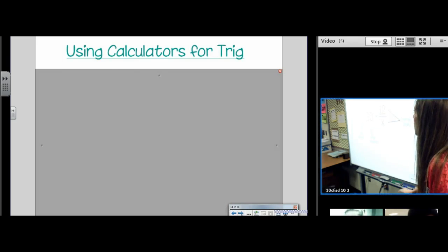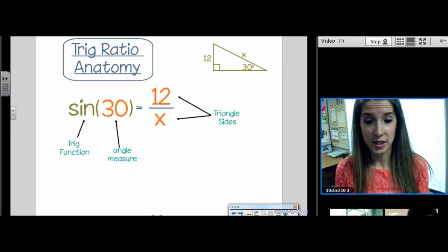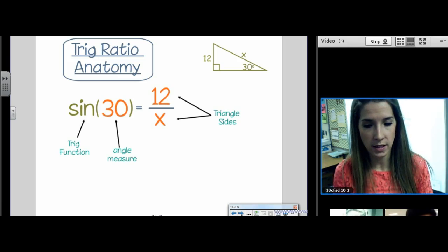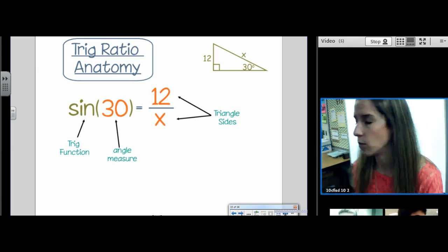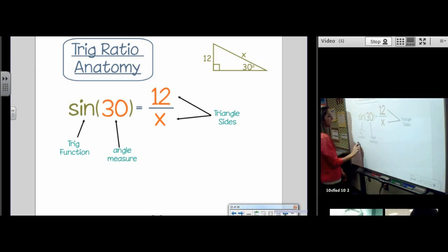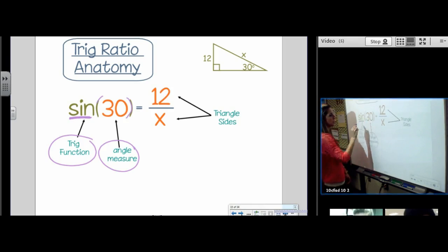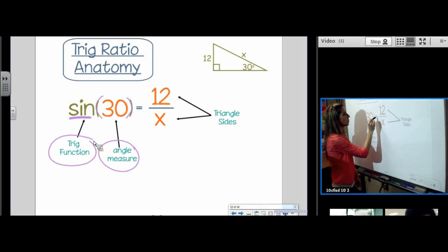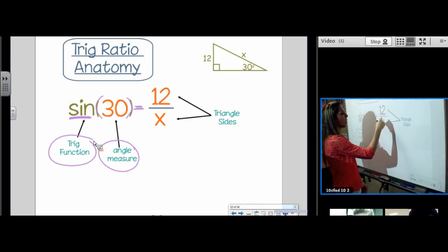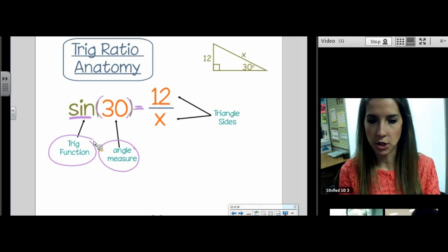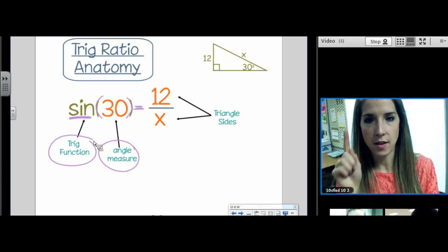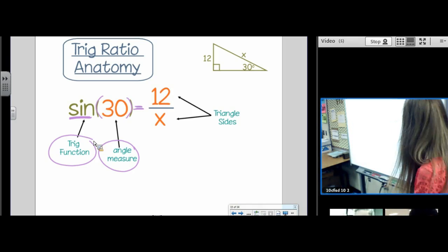Okay, so now we're going to talk about the pieces of these functions. We've been solving for x, but we don't even know the parts of these functions. Okay, so when we're writing a trig equation, we always write the trig function first, so like sine, cosine, or tan. The angle always goes in parentheses. That's where the angle goes. Then you put an equal sign, and then you use your triangle sides, and we'll learn more about that later. But if you want to write this down in your notes, I'll give you a minute. You do the trig function, then the angle goes in parentheses, and then the triangle sides always go in the numerator and denominator of the fraction. Some people were writing that down.